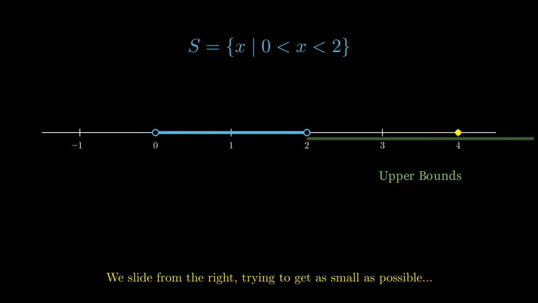But we aren't interested in just any bound. We are looking for the least upper bound, the smallest possible number in that green region, the tightest constraint. In mathematics, we call this the supremum.